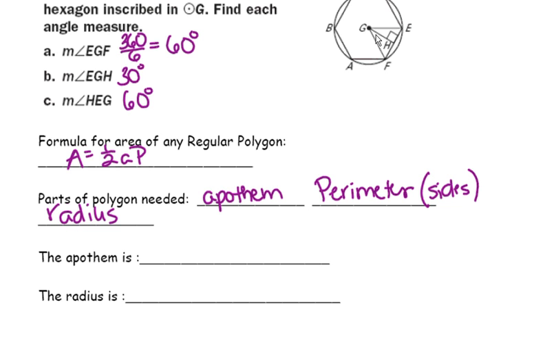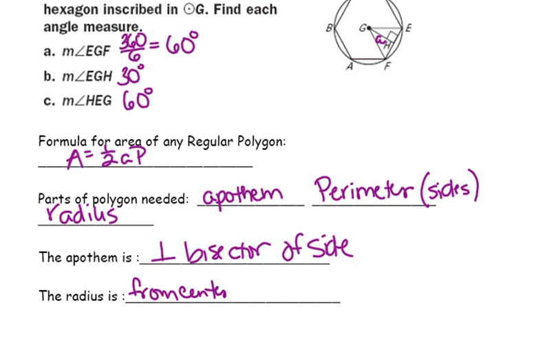And you'll remember that this perpendicular bisector right here, that's my apothem. The apothem is the perpendicular bisector of the side. And then the radius goes from the center to a vertex. So it is the hypotenuse of the right triangle that is formed.